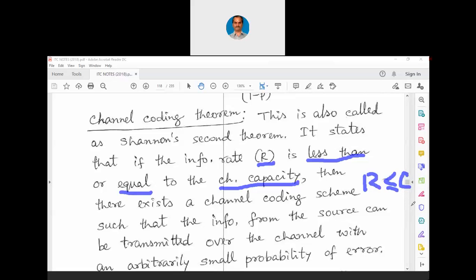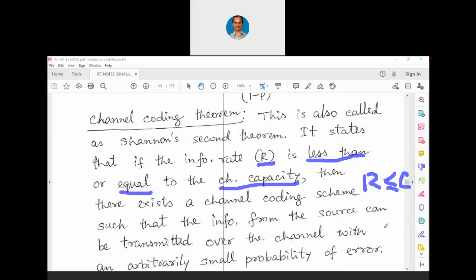Now the channel capacity is nothing but the maximum mutual information into small r_s. What is capital R? Capital R is H(A) into small r_s. Capital R is source entropy into symbols per second, whereas channel capacity is mutual information into symbols per second.